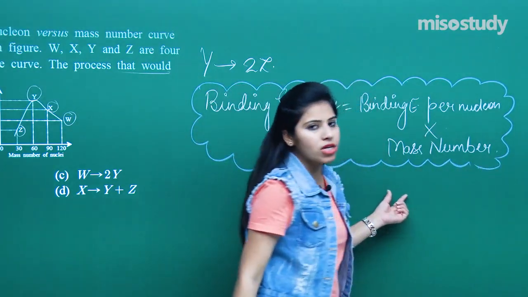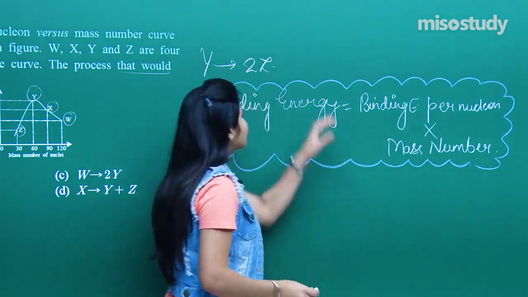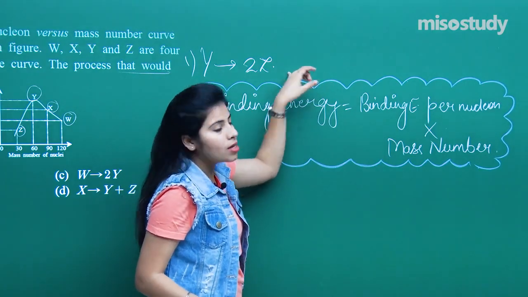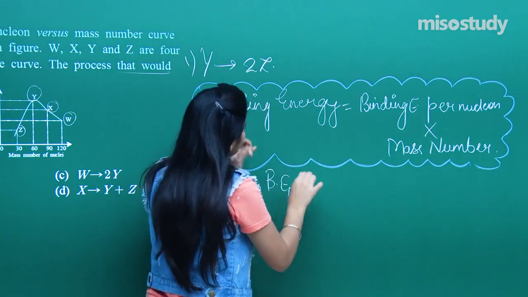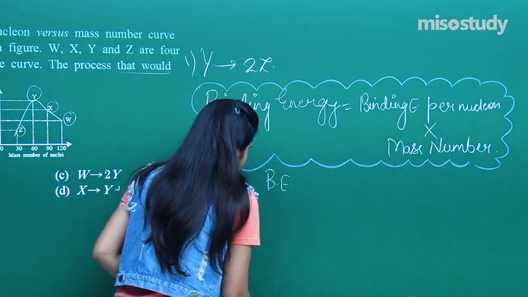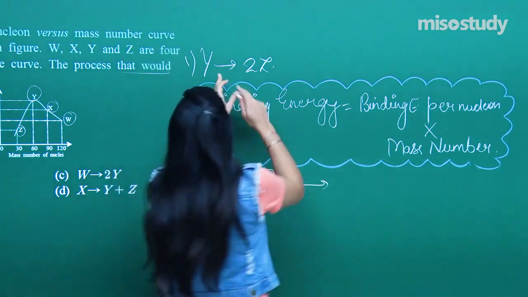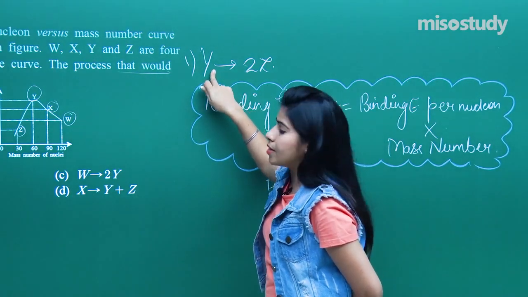And you have to use this formula to find out the binding energy in all the cases. Because I am considering the first option, that is Y is converting to 2Z. So let me just see what is the binding energy of products. The reactant. Let me just consider first of all the reactant. And reactant is what? Reactant is Y here. Now let us just consider what should be the binding energy of Y.